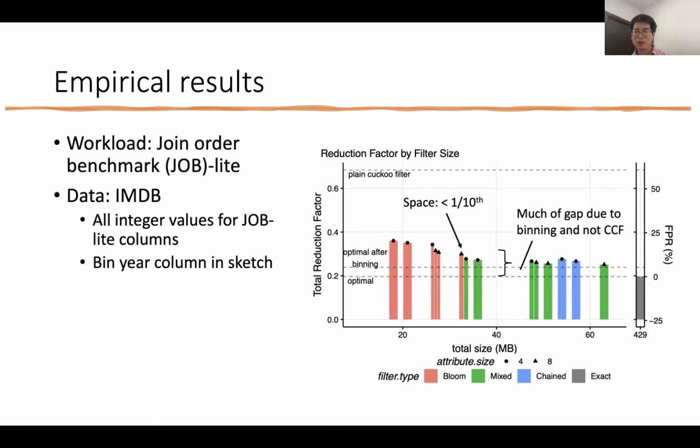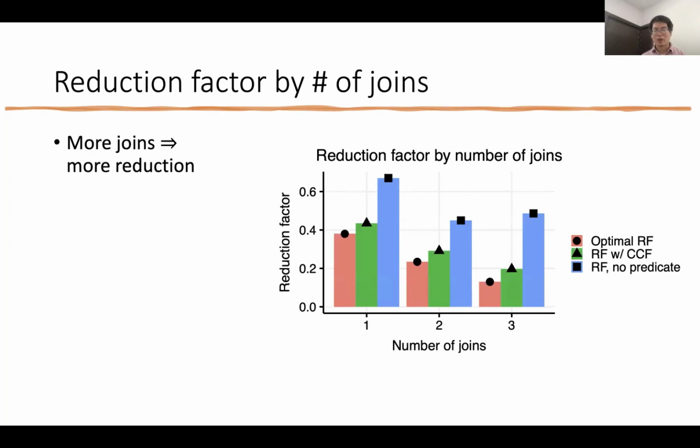And what we actually find is, even though we're already fairly close to optimal, most of the gap between the conditional cuckoo filter and the optimal reduction factor is actually mostly due to binning and not the conditional cuckoo filter itself. So in some sense, we might even want to size these sketches to make them even smaller, because it may be an appropriate trade-off to increase the false positive rate in the interest of space. And we also observe what you might expect, which is that in cases where you're performing more joins, you get more benefit in this reduction. And it continues to get better with the number of joins. There's this kind of multiplicative factor in this improvement in reduction factor.